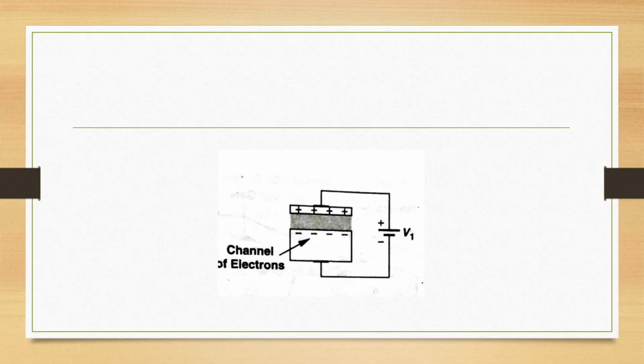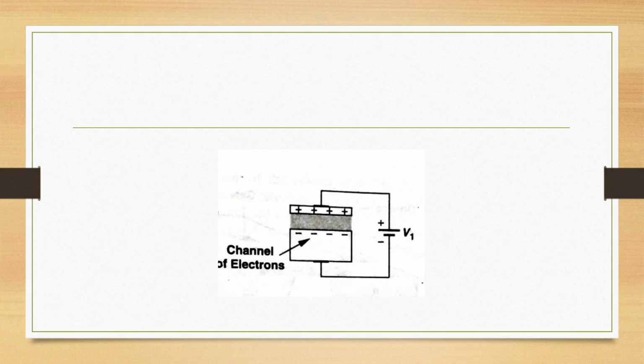Because of the positive, the top layer will be occupied by positive ions. At the bottom we have connected the negative side of V1. The substrate is P-type, so the negative will attract holes. In P-type the majority carriers are holes, so all the holes will be attracted towards the negative of V1. That leaves negative ions at the top side. So there will be a formation of positive and negative ions near the dielectric, the insulating region.